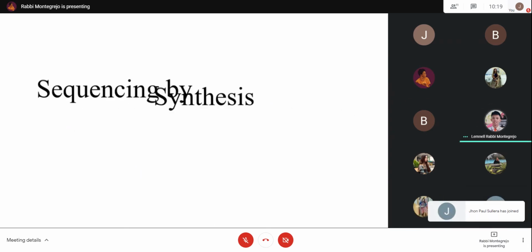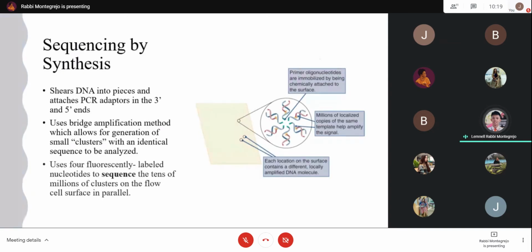Sequencing by synthesis shears DNA into pieces and attaches PCR adapters in the 3' and 5' ends. It uses the bridge amplification method, which allows for the generation of small clusters with an identical sequence to be analyzed. And it uses four fluorescently labeled nucleotides to sequence the tens of millions of clusters on the flow cell surface in parallel.